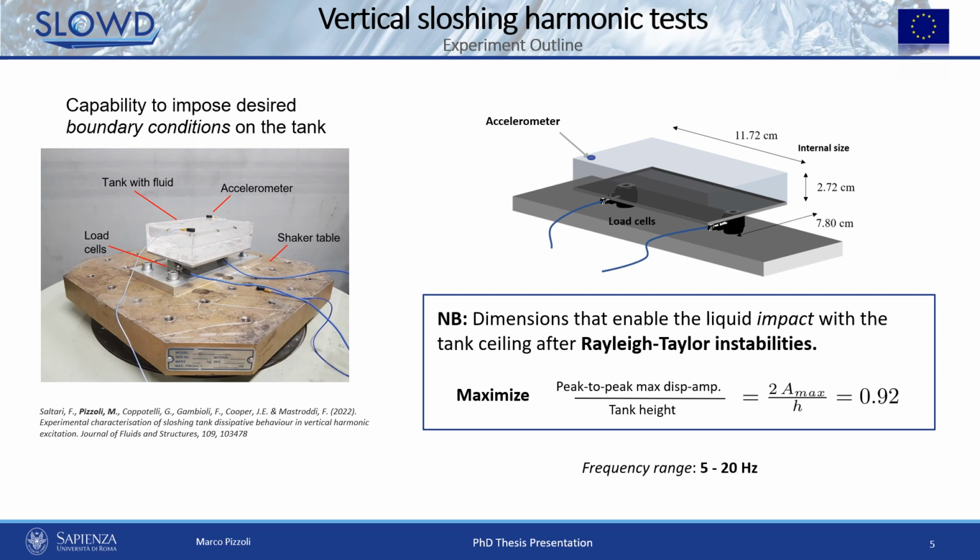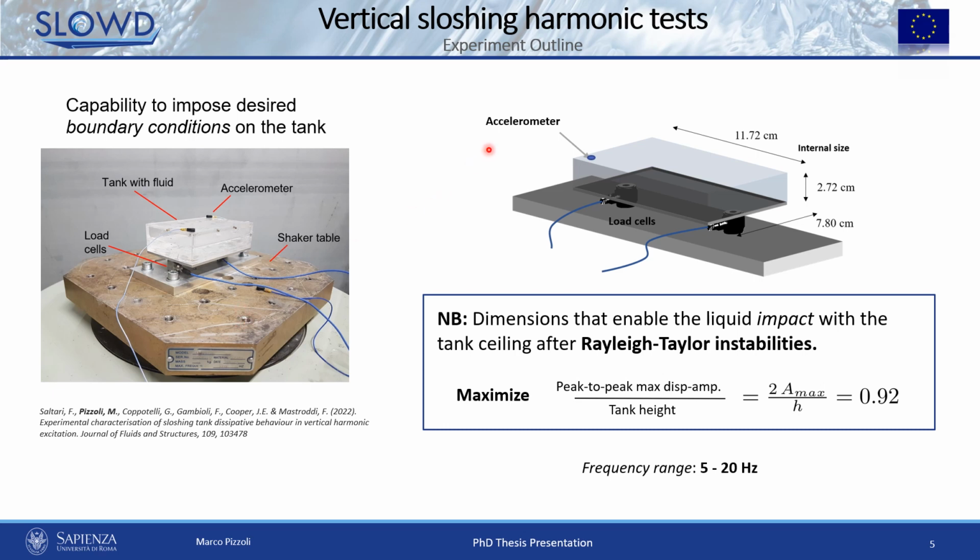To this end, experimental free response tests were set aside in favor of harmonic tests, since they allow a direct estimate of the energy that the liquid is capable of dissipating during vertical sloshing. Specifically, the setup presented here in this figure was implemented, in which a small box-shaped tank made of plexiglass was mounted on a shaker, capable of imposing the desired vertical motion.